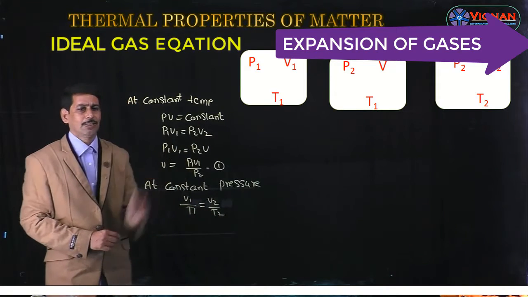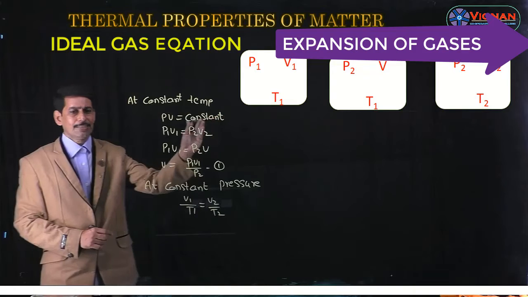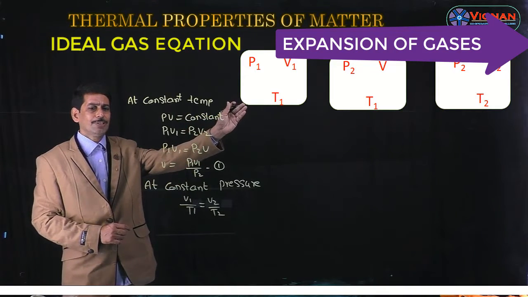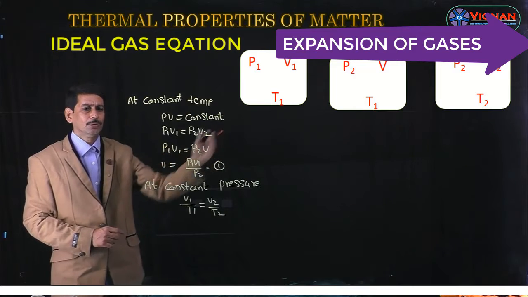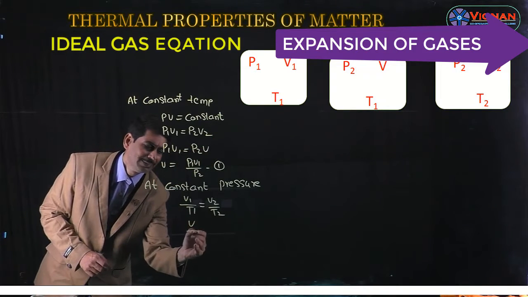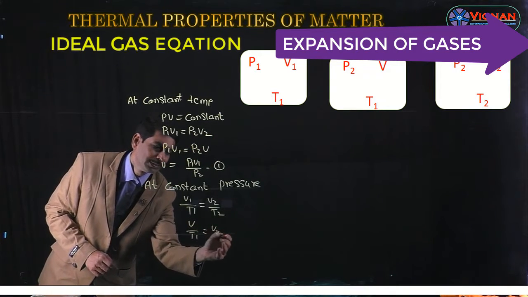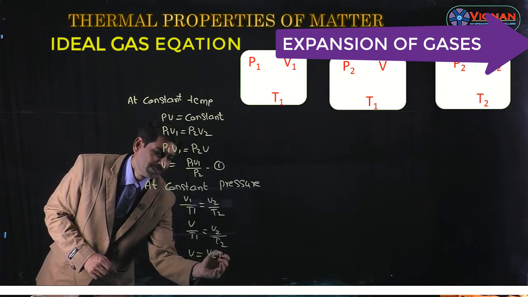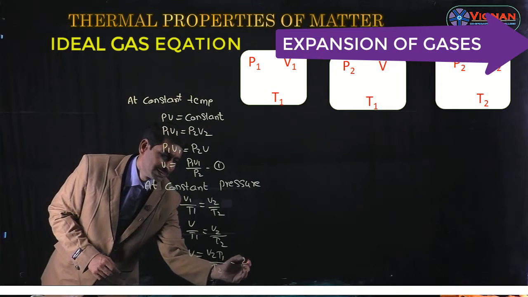Now apply Charles' law. So in the first case the volume is V, temperature is T1, and in the second case the volume is V2 and the absolute temperature is T2. So it becomes V by T1 is equal to V2 by T2, and from this you get V is equal to V2 T1 by T2. Let us consider this as equation 2.